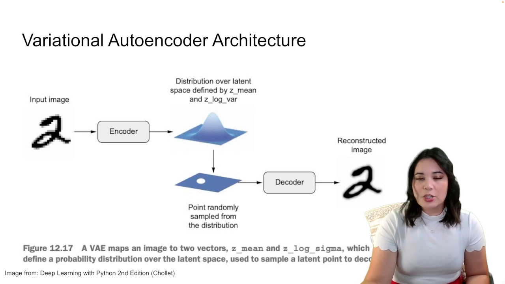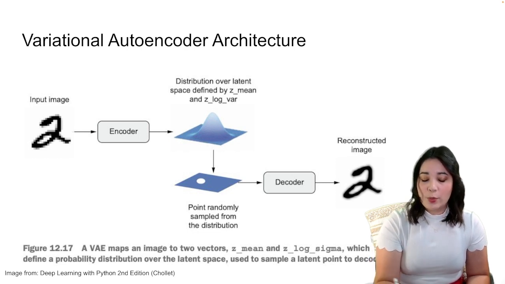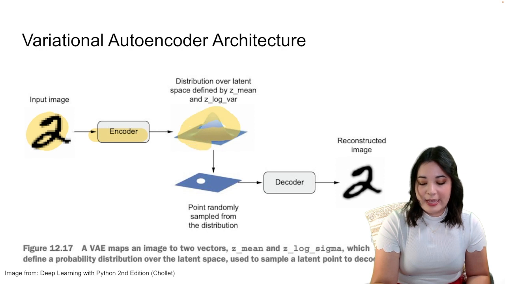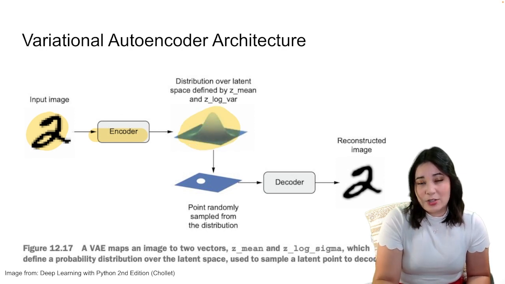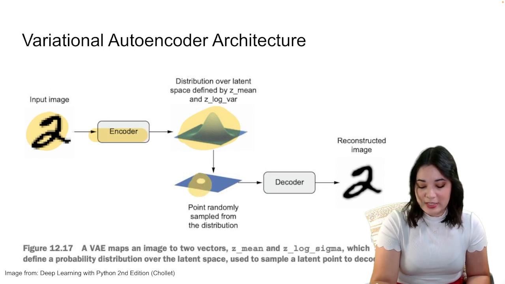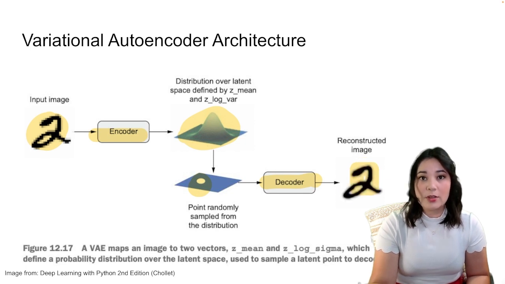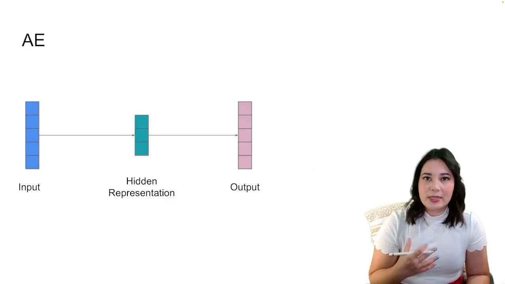And the architecture of a variational autoencoder is very similar to a typical autoencoder. We have an input that is sent through an encoder. The encoder's job is to learn that probabilistic hidden representation. Once we have that hidden representation, because it's a distribution, we can then sample a specific point from it. That point is then sent through the decoder, whose job is to recreate as closely as possible the original image. So let's look at this a little more closely.